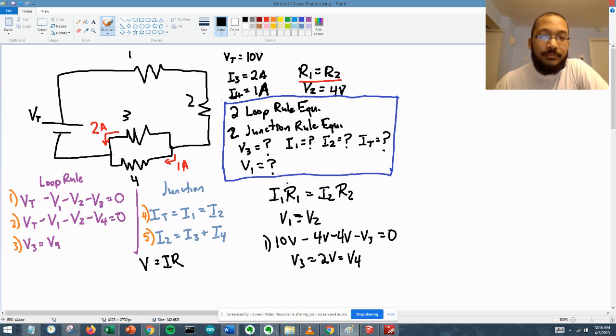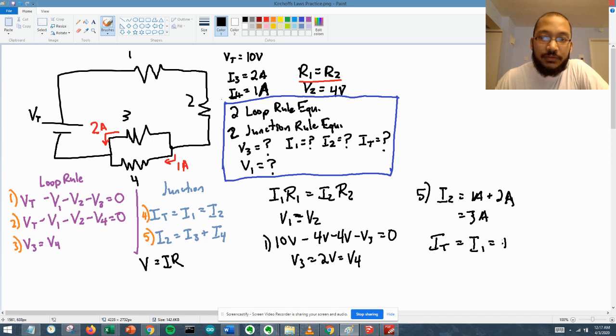And then the second part is I1, I2, and I3. If I just apply equation 5 here and plug in the values, that means that I2 is equal to 1 amp plus 2 amps, and that is equal to 3 amps. And then using the other junction rule, I total is equal to I1 is equal to I2, which is 3 amps.